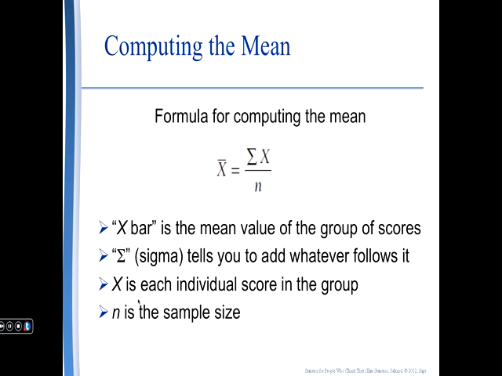On the right side of the equal sign, you see the sigma sign. And sigma is a Greek letter that always means, no matter where you see it in statistics or mathematics, you better think of adding things together. It stands for sum, as in S-U-M. And so you add together whatever follows. And then X again is each individual score in the group. And then the horizontal line there simply means to divide.